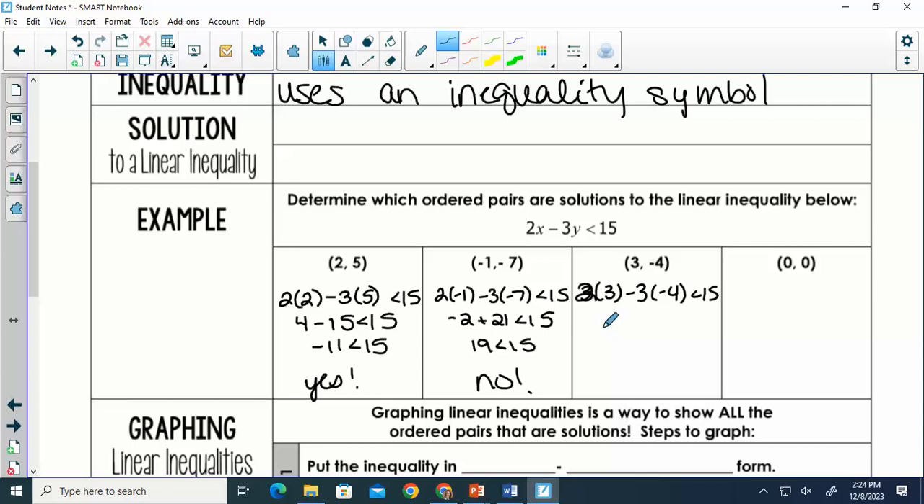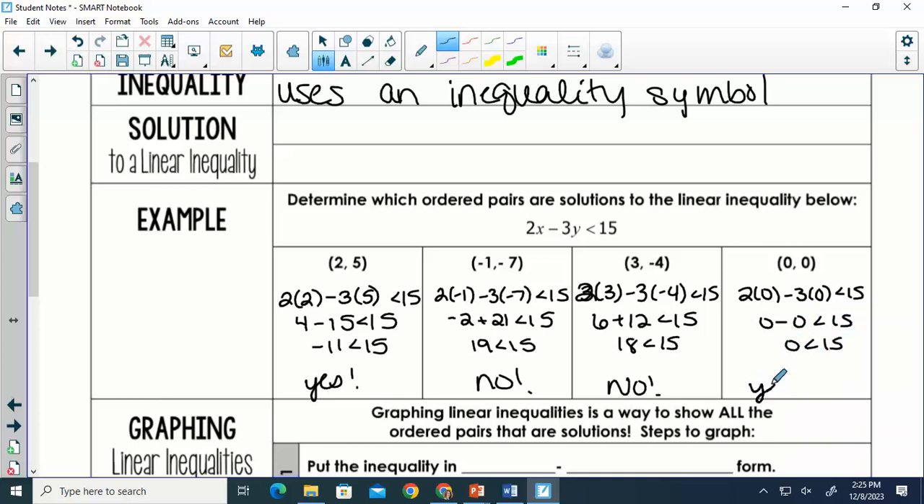So if we check 3, negative 4, we get 6 plus 12. And 18 is not less than 15, so it is not a solution. If I check 0, 0, I get 0 is less than 15. Is 0 less than 15? Yes, so 0, 0 would be a solution. All right, so do you guys understand how to check if an ordered pair would be a solution or not? You just plug it in, see if you get a true statement.